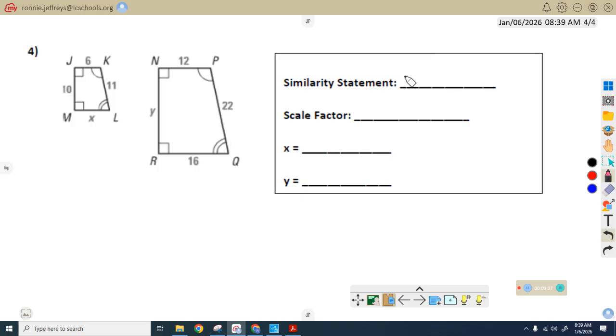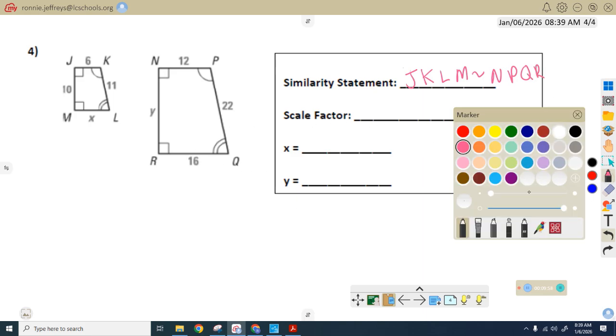Alright. So, and there's not a symbol for the squares or rectangles. It's just 4 letters. So, JKLM is similar to NPQR. Okay, just go in order.